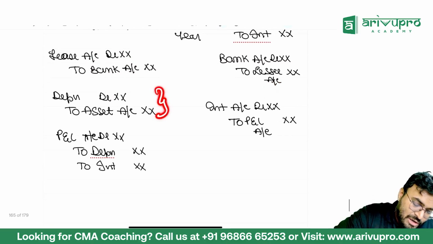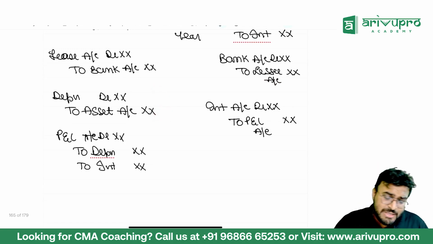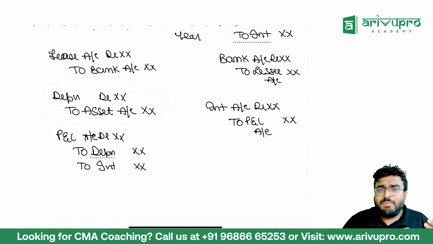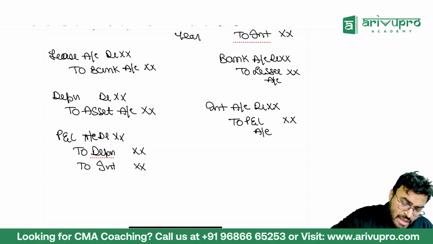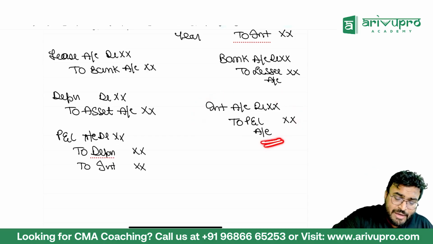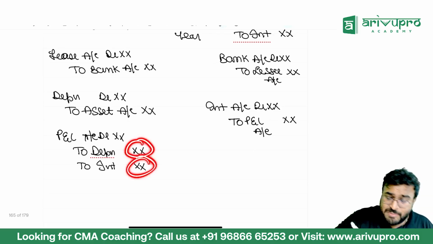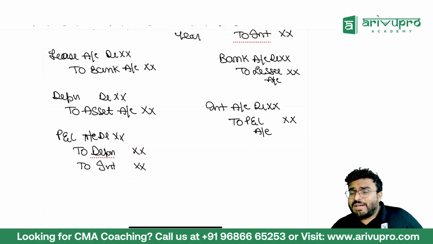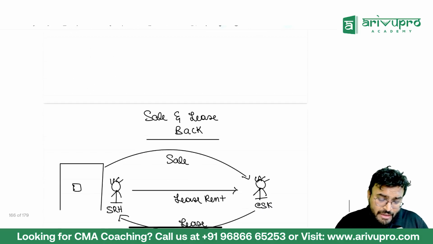Then depreciation account debited to asset. Depreciation is an expense. It will be recorded in the books of lessor because lessor is currently using the asset. And then interest account debited to P&L. Interest is an income, so it will be transferred to P&L income. And P&L account debited; depreciation is an expense, so it will be debited to P&L. Depreciation and interest both will be transferred to P&L.